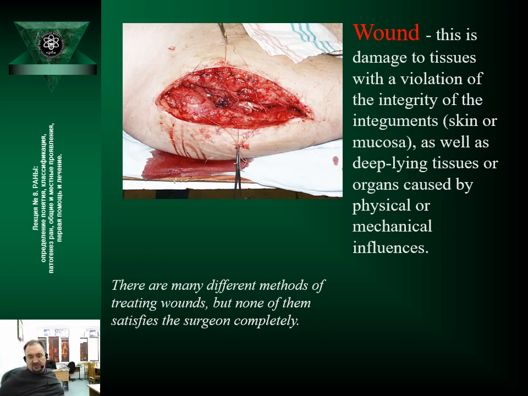Well, in this case, there is also an option of obtaining chemical damage. These are so-called chemical burns. The physical methods of exposure include ionizing radiation energy. But in most cases, wounds are still obtained by mechanical action on the body.